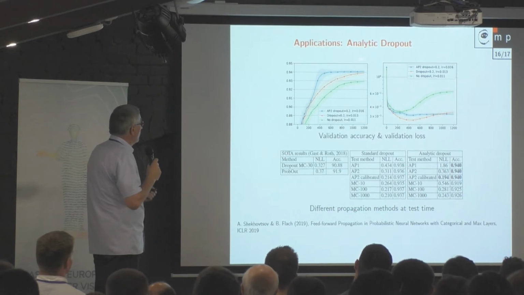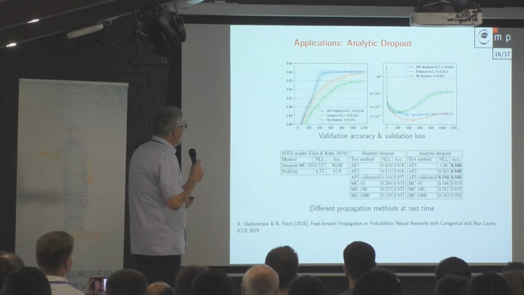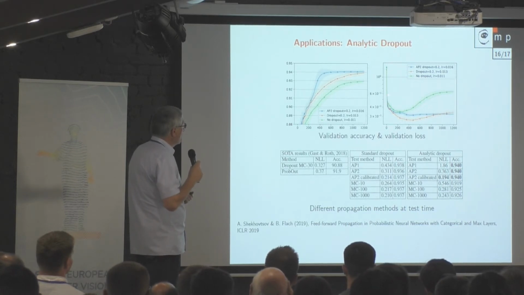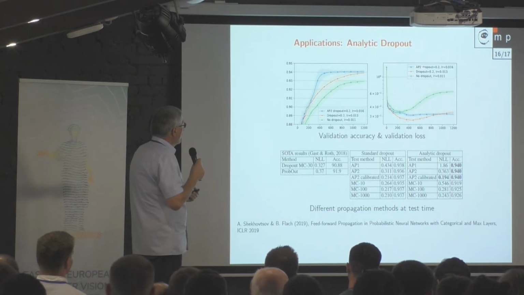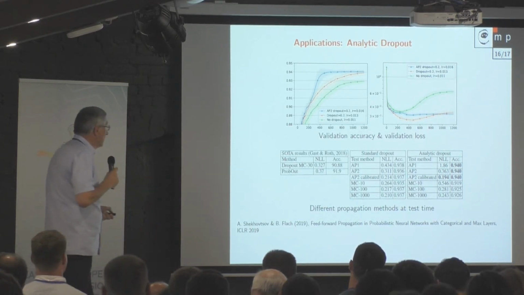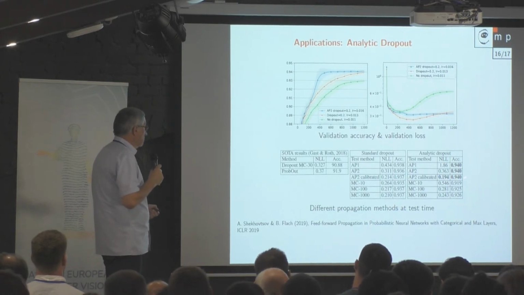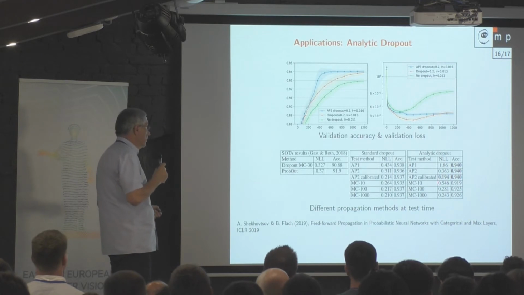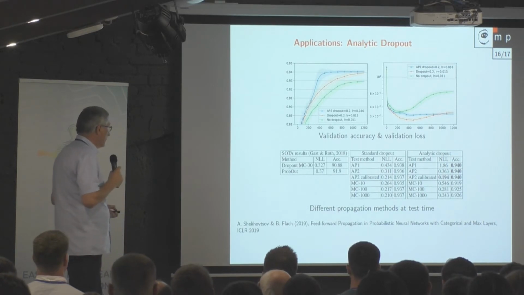So it learns faster as compared to standard dropout, and it is comparable. If you do no dropout, then you see overfitting here. Again, this is the validation loss, so you see overfitting. But both methods, either standard dropout or this analytic dropout, prevent the overfitting as well, at least to some extent. And again, the results are slightly better, but in any case competitive for this type of network and this type of data.